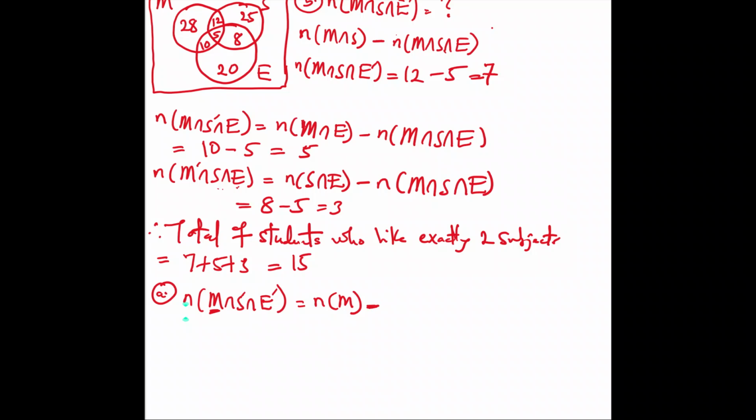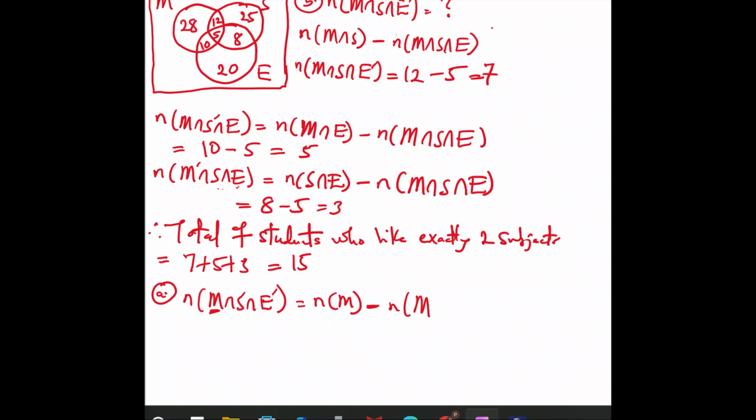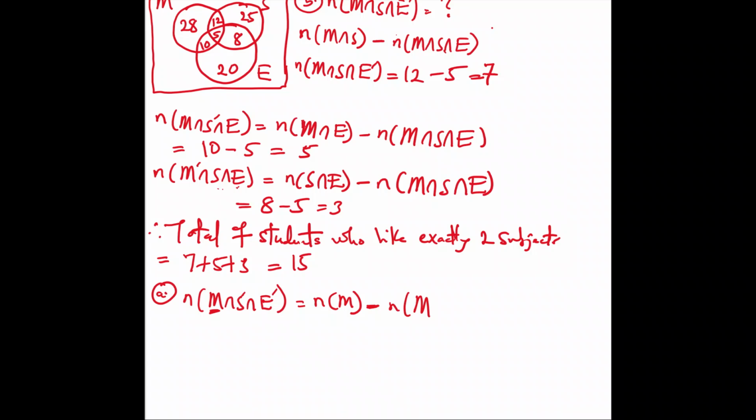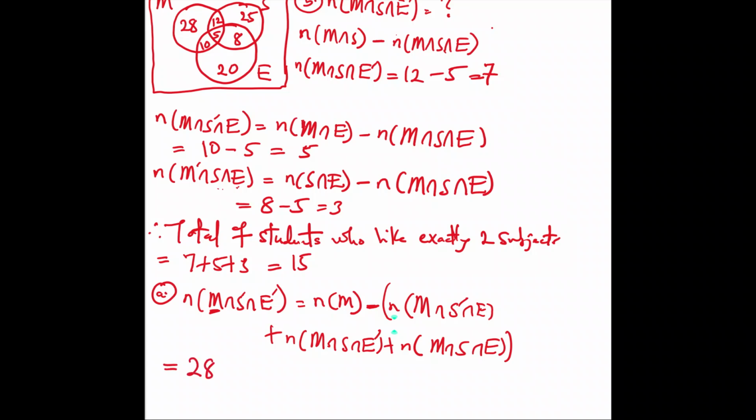Okay, minus the number of students that like maths intersection S prime intersection E, plus number of M intersection S prime intersection E, plus number of M intersection S intersection E prime, plus number of M intersection S intersection E.